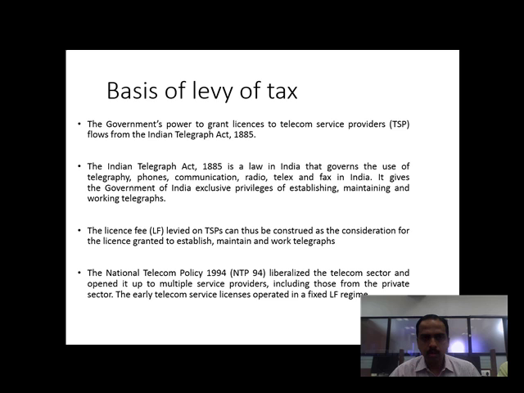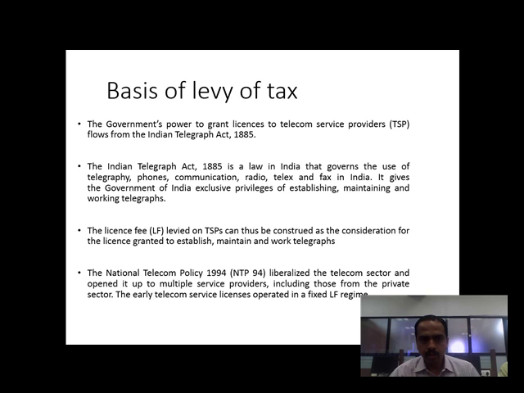Let us understand the basis of levy of tax, that is adjusted gross revenue, on telecom operators. The basis begins with the government's power to grant licenses to telecom service providers, called TSPs, and it flows from the Indian Telegraph Act 1885.